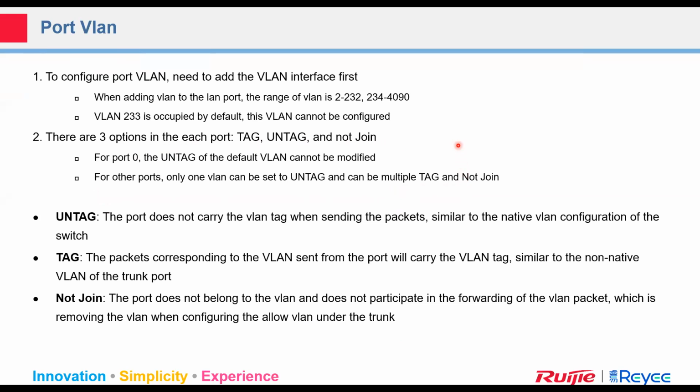So what does it mean by untagged? Untagged means that the port does not carry any VLAN tag when sending any packet, similar to having a native VLAN configuration on the switch. Tagged means that the packet corresponding to the VLAN sent from the port will carry a VLAN tag, similar to a non-native VLAN trunk port. Whereas not joined means that the port doesn't belong to the VLAN and does not participate in forwarding the VLAN packet, which is like removing the VLAN configuration, or allowed VLAN under the trunk.